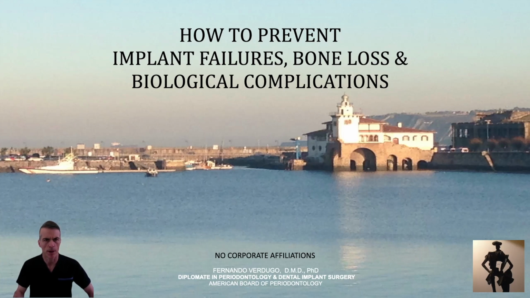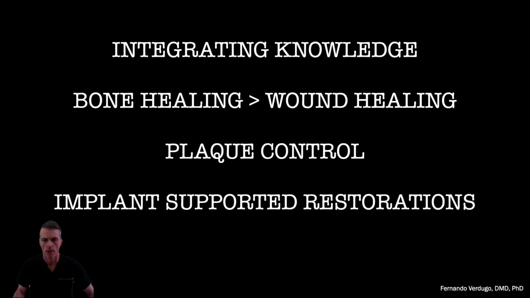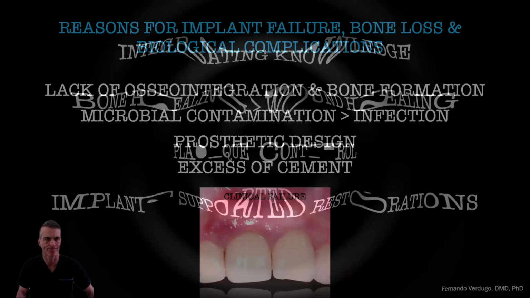We're going to continue with the lecture series on how to prevent implant failures, bone loss, and biological complications. It is like putting the pieces of the puzzle together. This is what we're doing, integrating the knowledge so that we can understand why things happen and how we can learn to prevent such complications. The idea is to ultimately get good, healthy peri-implant tissues, stable long-term.